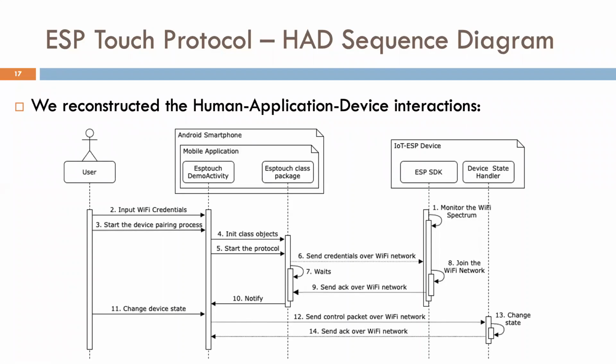Well, to put it simply, the device is booted in configuration mode at step 1, and it starts to monitor the Wi-Fi spectrum. Then the user instructs the mobile application with the network credentials to be transmitted over the Wi-Fi network, and the mobile application sends them over the network. At this point, the IoT device can grab the credentials and join the target network, then acknowledge back the result of the connection status to the mobile application. From step 11, the user is able to control the remote device.